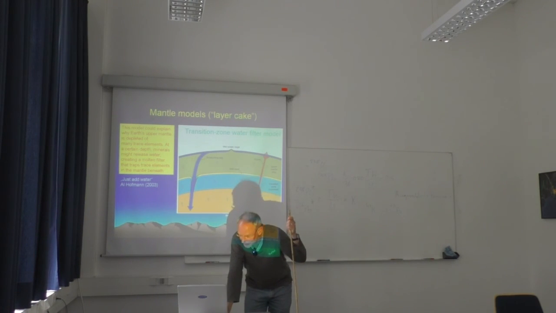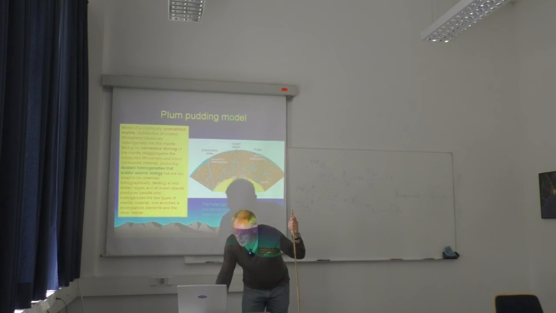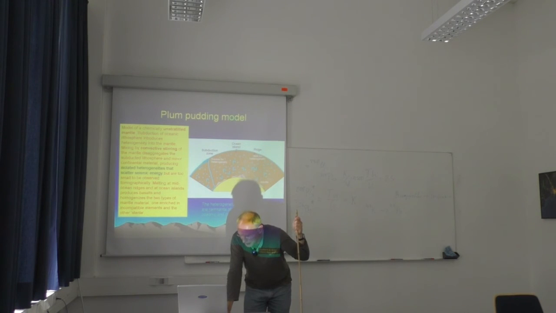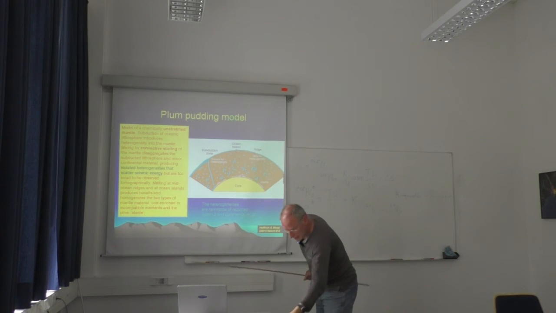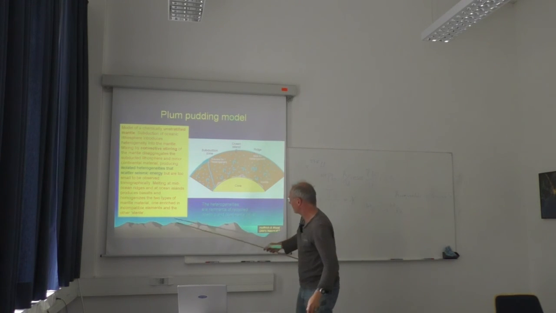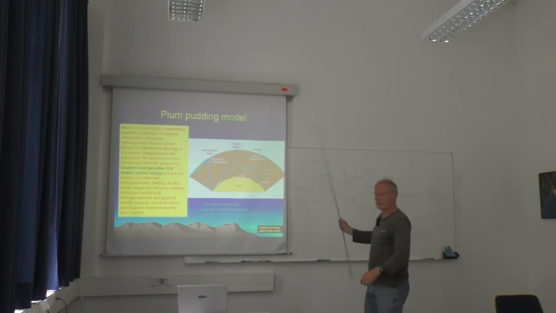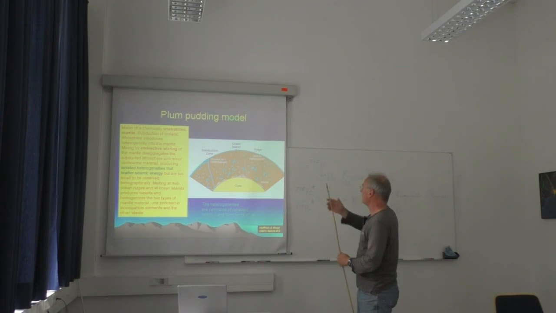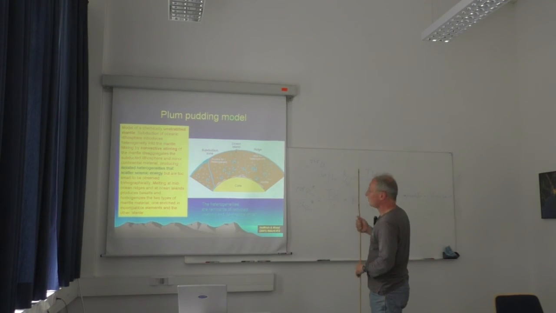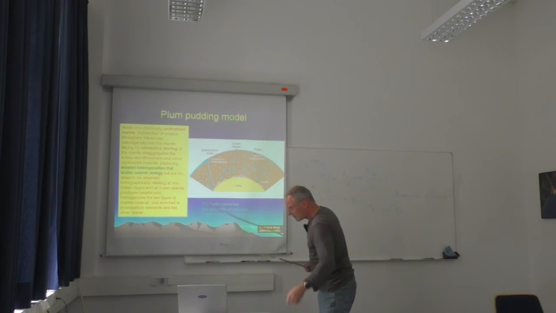Let me finish with the last one. I think this is already the last model. This is a model of the other type, the plum pudding model. By the way, this paper is a nice read. It's an overview, and it also contains some of the mass balance calculation I showed you.